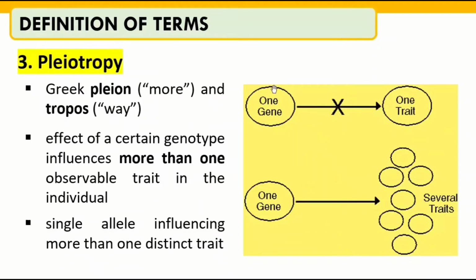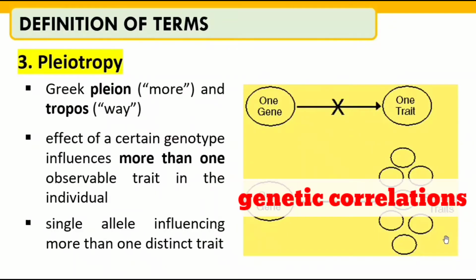So, paano yun? Usually kasi, di ba, we have one gene, one trait. Usually, yung isang gene, iisang trait lang yung ini-influence, no? But, in pleiotropy, pwedeng yung isang gene, it can affect the expression of several traits. Yun yung tinatawag nating pleiotropy. And this pleiotropy can be a major cause of genetic correlations.